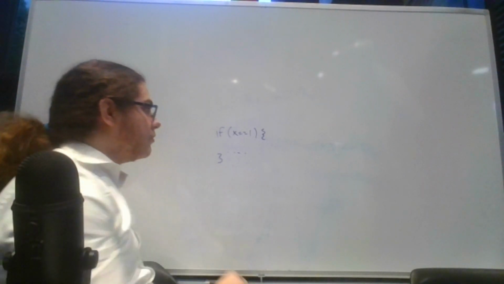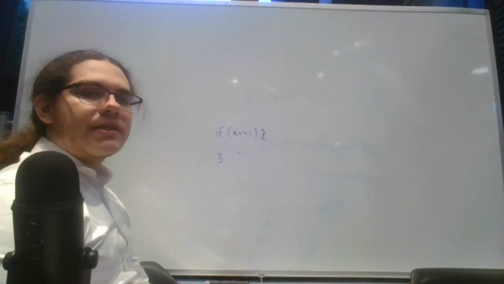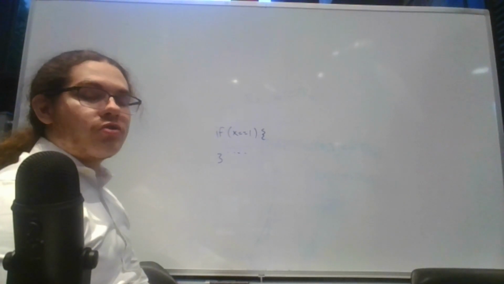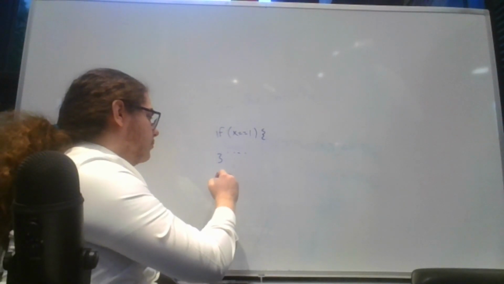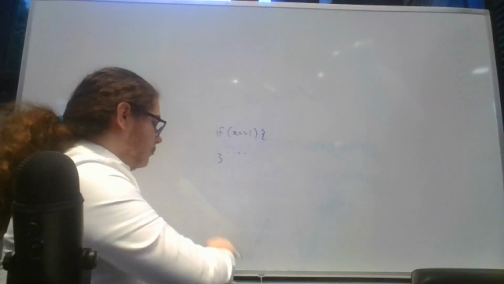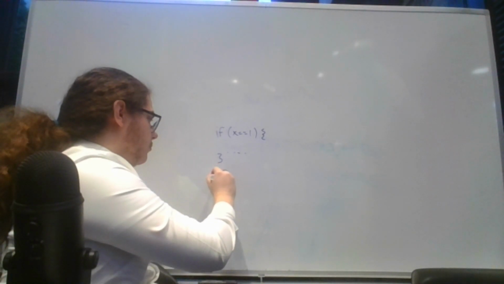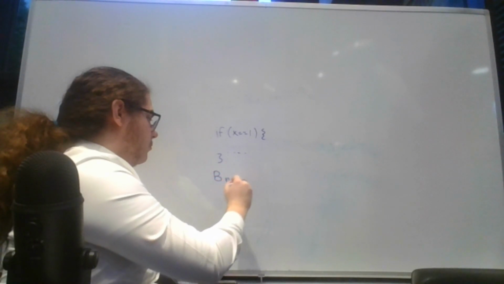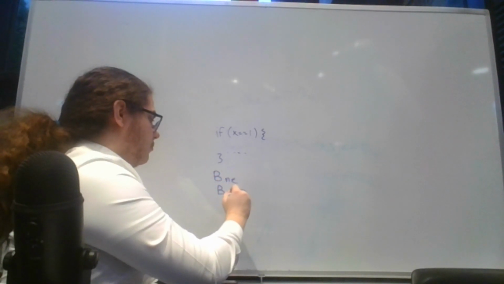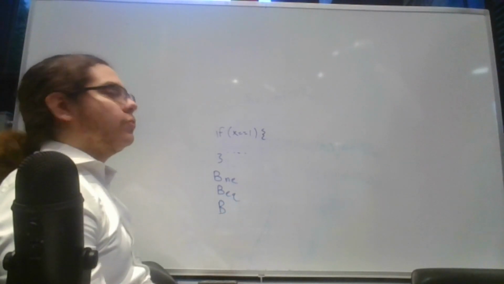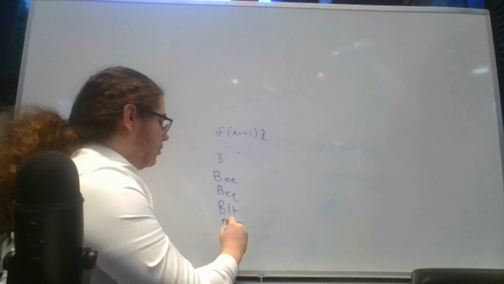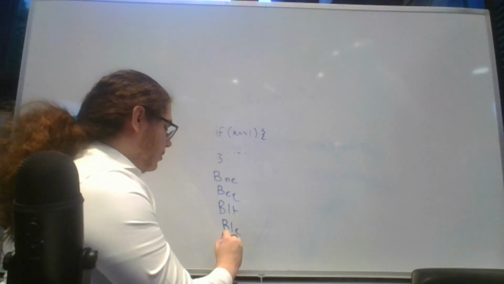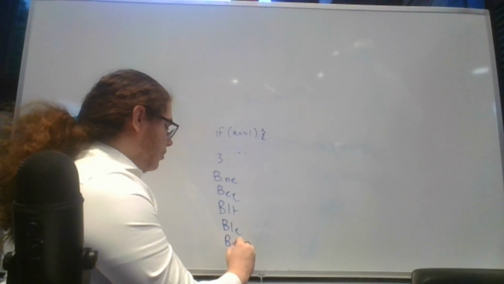Whenever you have these conditionals, you have to use conditional instructions. So these are your branch instructions. You have a few of them. Two of these are going to be pseudo instructions.